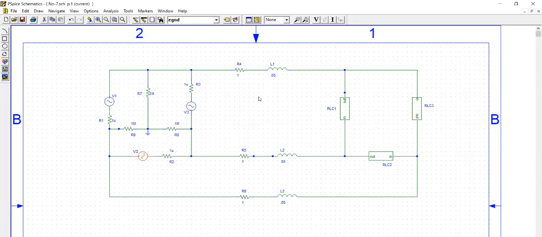Now let's take nodes so that we can calculate the results easily. Let's name it node number 1, this one node number 2, this one 3, and this one 6. Now if we want to see the line voltage, our line voltage is the voltage difference between node number 1 and node number 2. This is also the phase voltage for this one.